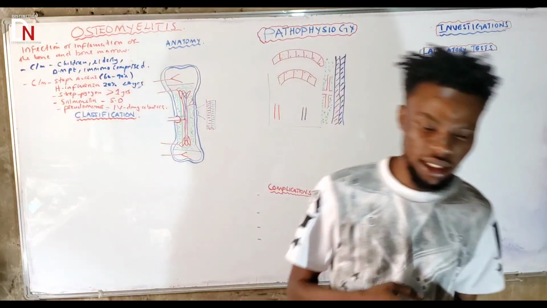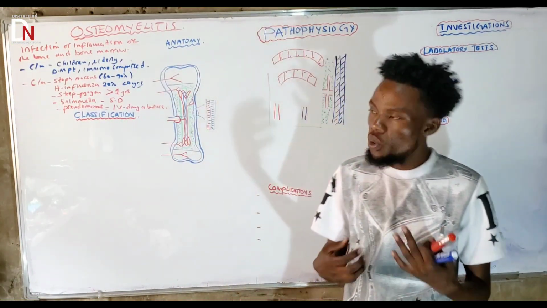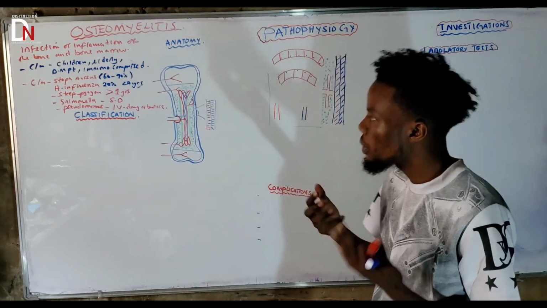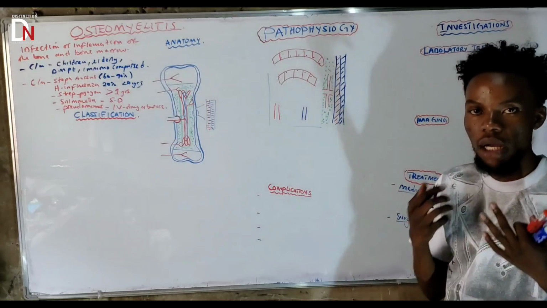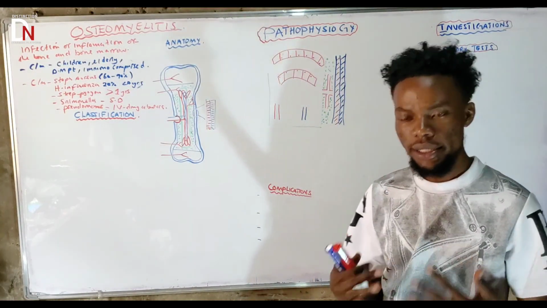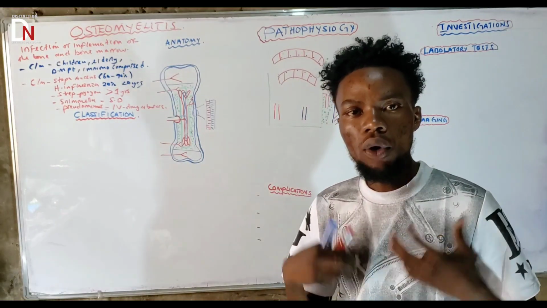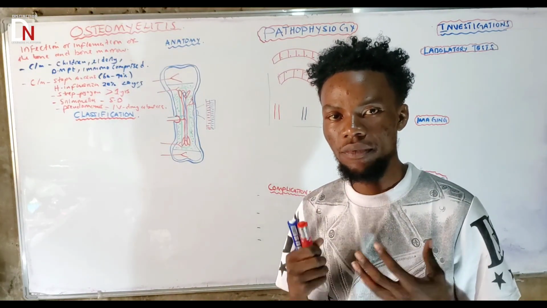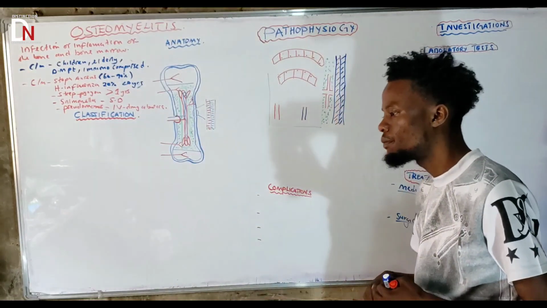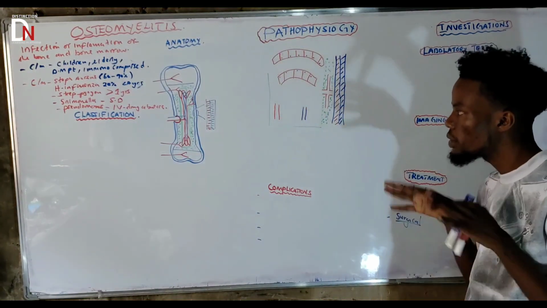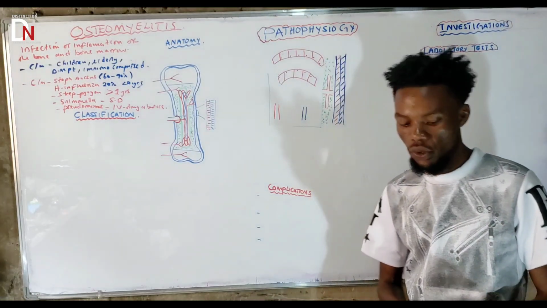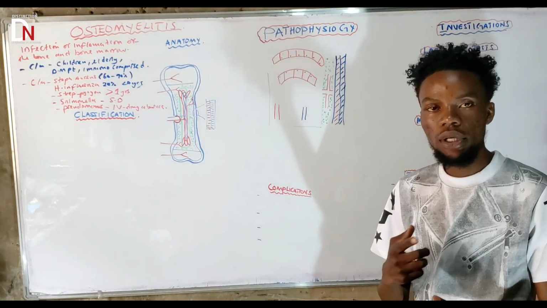So that is basically the introduction to osteomyelitis. These are the important cases that you need to be aware of in case someone comes in with osteomyelitis. Now, how can you classify this same disease? Classification is important because it is going to help you diagnose different cases of osteomyelitis.